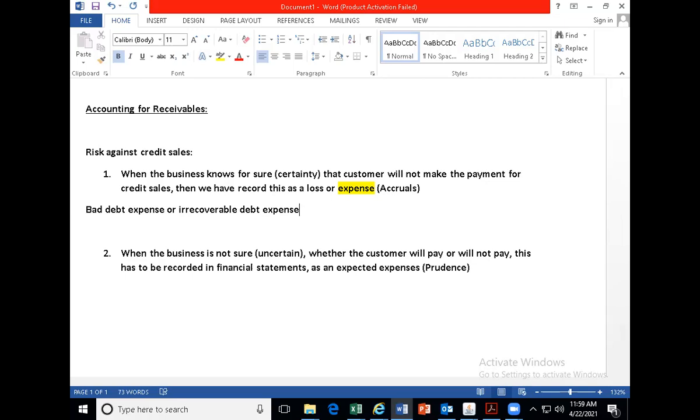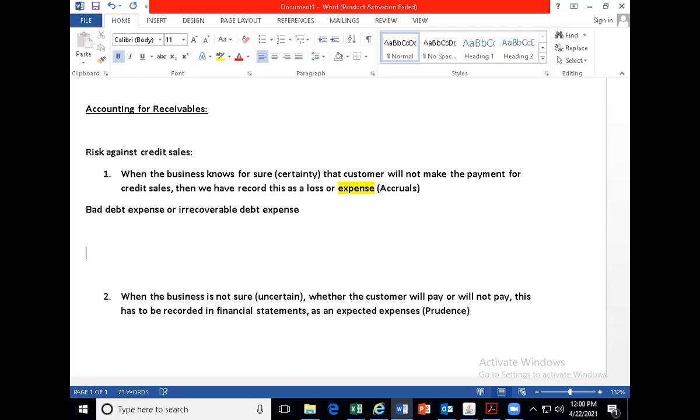Again, at the end of the day, you need to make sure that your understanding is clear. Whatever name or term you give to this, the idea is simply that we found out that the customer will not make the payment. As simple as that. So whether you call it bad debt expense or irrecoverable debt expense doesn't really matter, as long as you know the meaning of this.